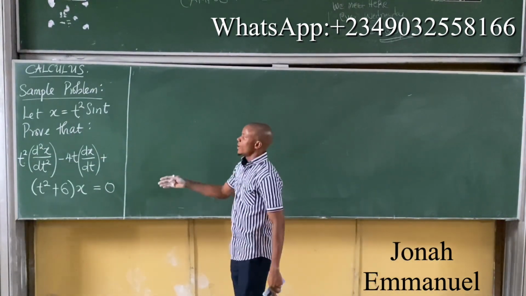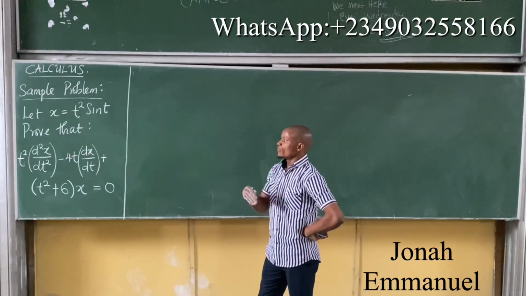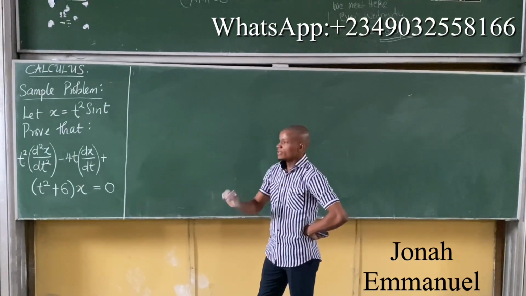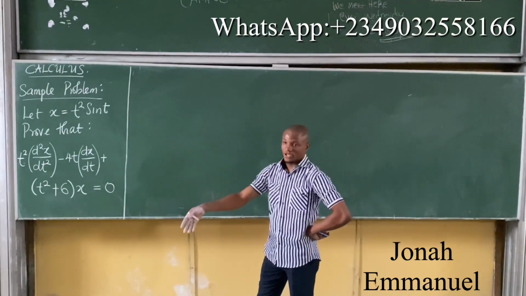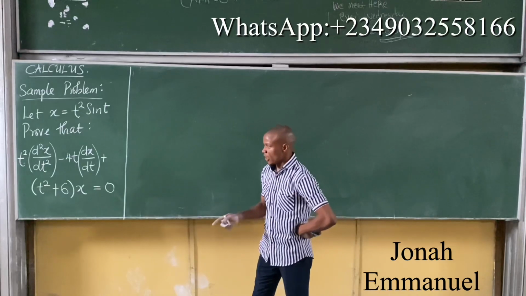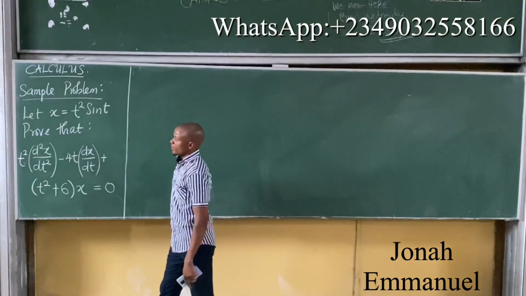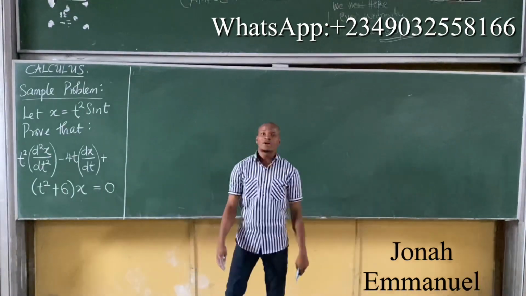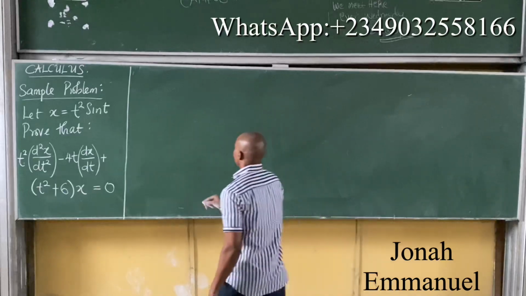The question says, let x be equal to t squared sine t. Prove that t squared d squared x over dt squared minus 4t dx/dt plus t squared plus 6, all multiplying x, is equal to 0. So how do you start with this kind of question? Your first start, of course, is the solution.